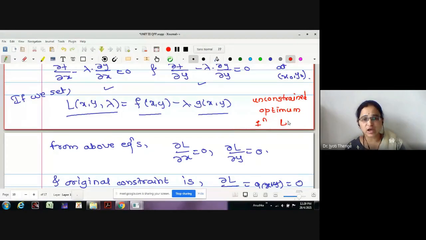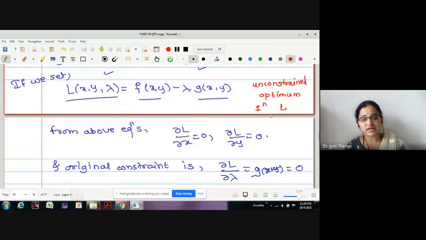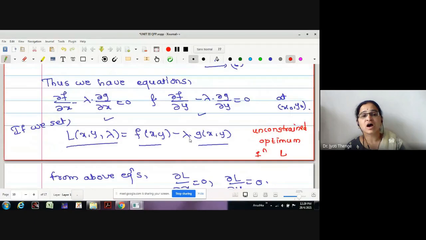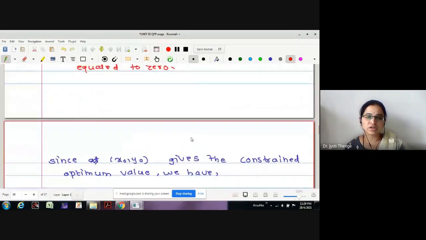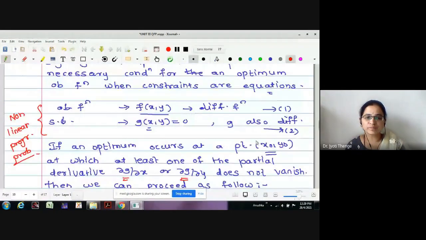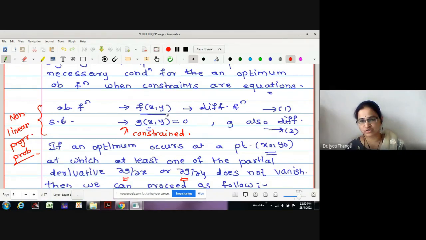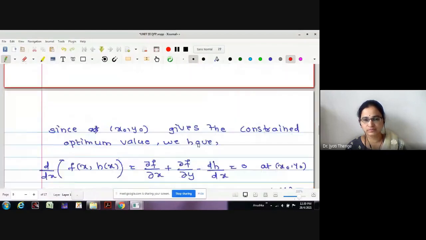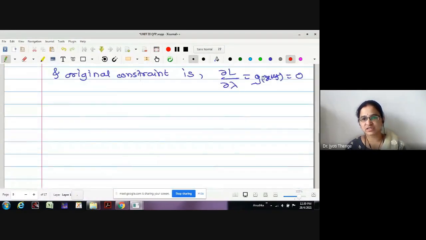Right. Now, the same are given to be the necessary conditions for the optimization of our constrained problem. What is my constrained problem? This is my constrained problem. Correct? This is the constrained optimum problem. Whatever three conditions we have written as the necessary conditions for the optimization of the function L are equivalent to the necessary conditions of optimization of the original function. Right? Let me just write the statement.